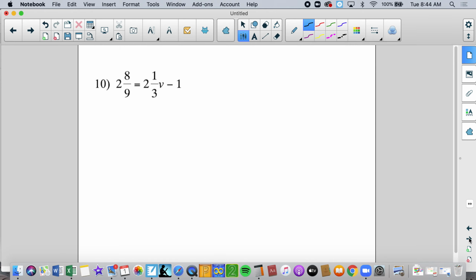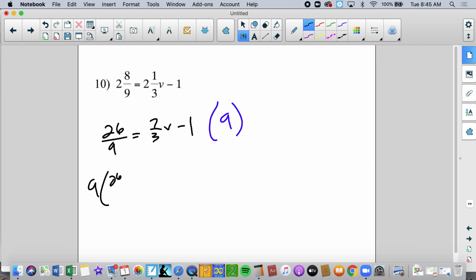And let's convert these. So 9 times 2 is 18, plus 8 more is 26 ninths. Right? 9 9 is 18, 8 and 8 is 16, yep. That's 7/3 v minus 1. Let's look at the denominators, 9, 3, and 1. And so our common multiple would be 9. So we're going to multiply everything by 9. So we have 9 times 26 ninths equals 9 times 7/3 v plus 9 times -1.